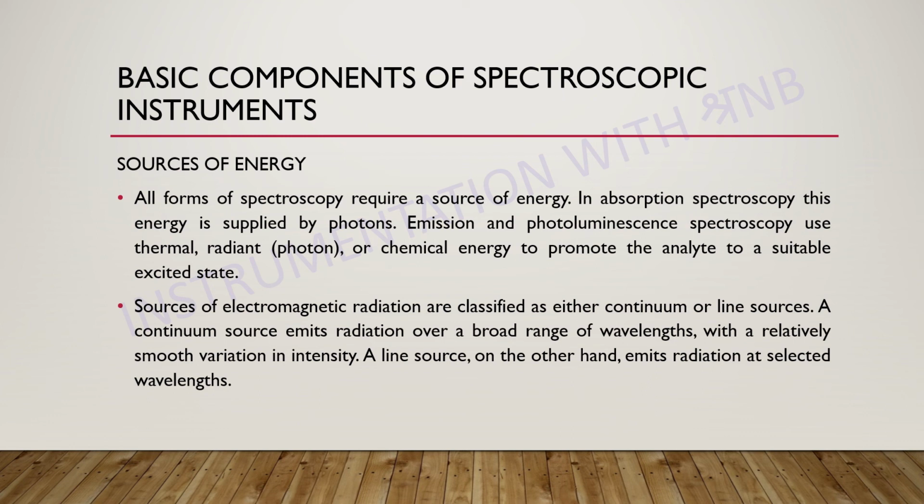Sources of electromagnetic radiations are classified as either continuum or line sources. A continuum source emits radiation over a broad range of wavelength, that is, without a break. A line source, on the other hand, emits radiation at selected wavelength.